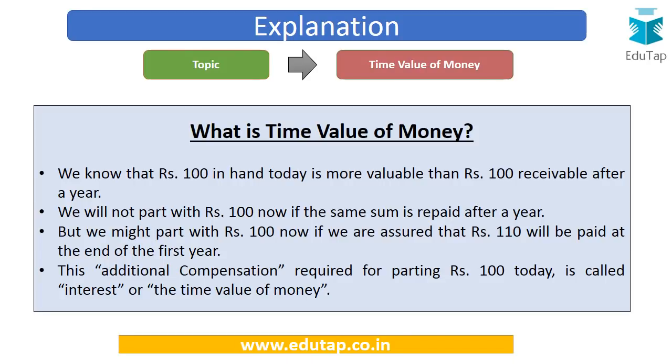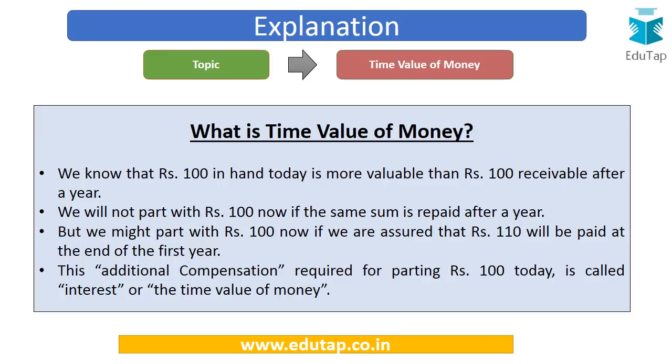So guys, in order to answer this question, we must be aware of the concept of time value of money. Rupees 100 in hand today is more valuable than rupees 100 receivable after a year. If someone asks you whether you want rupees 100 now or after a year, you would definitely prefer it today, because the value of rupees 100 is going to be higher 1 year from now. So we are not going to part with rupees 100 if someone says they will return rupees 100 after 1 year. But if someone says they are going to return rupees 110, then we may be in favor of this transaction.